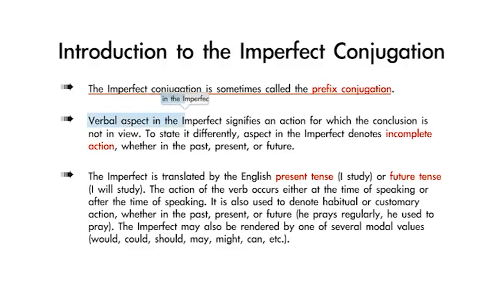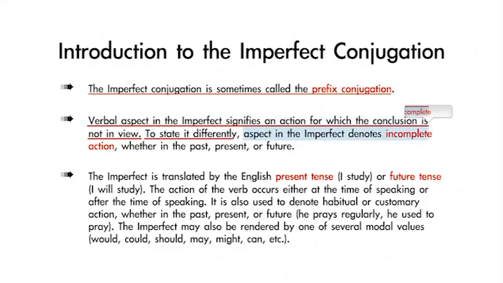Next, verbal aspect in the imperfect signifies an action for which the conclusion is not in view. To state it differently, aspect in the imperfect denotes incomplete action, whether in the past, present, or future. So the imperfect is the counterpart to the perfect. The perfect denotes completed action, the imperfect denotes incomplete action.